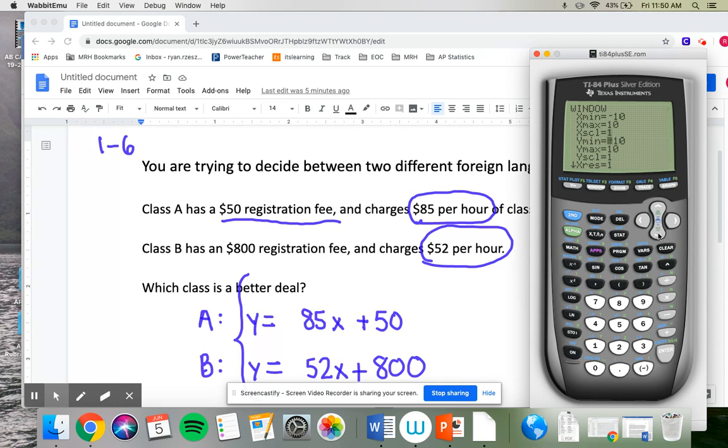For right now, I'm going to leave everything the same, but I'm going to make my y max a whole lot bigger because I'm only going to 10 and I have an 800 for my y-intercept. So I'm going to change this to 1,000 for y max and leave everything else the same for right now. And you can see that the picture goes a lot higher.